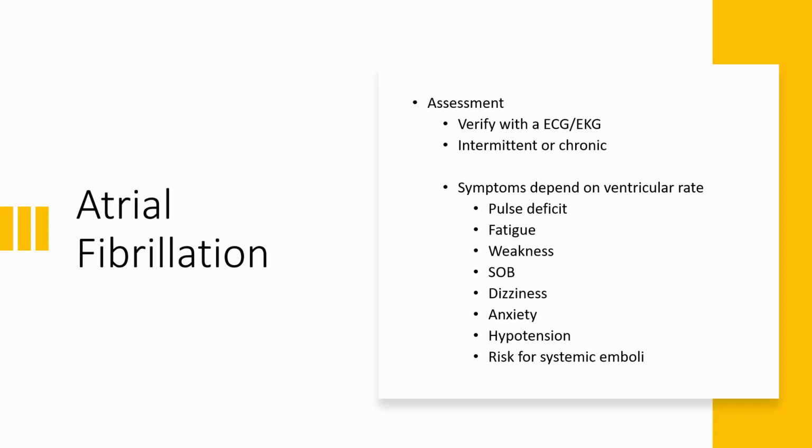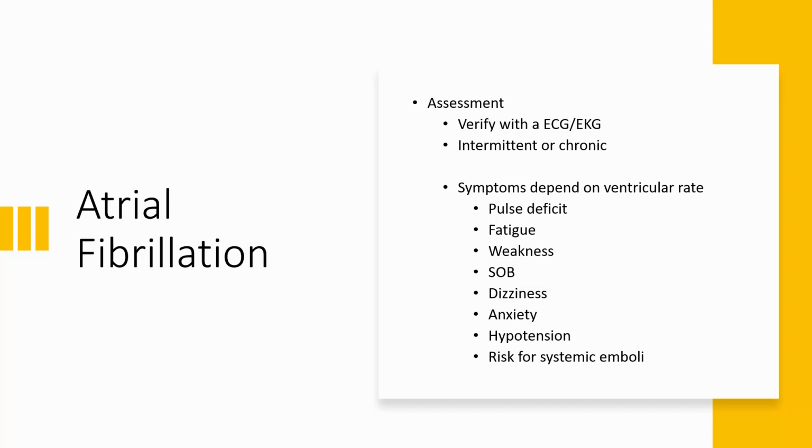So remember, I told you your signs and symptoms are going to be related to decreased cardiac output. So when you are talking about AFib, the first thing you always want to do is verify it. In a stable patient, you always verify with the EKG. Now, the other thing you need to remember about AFib is someone could have something we call chronic AFib, or they could have intermittent AFib.